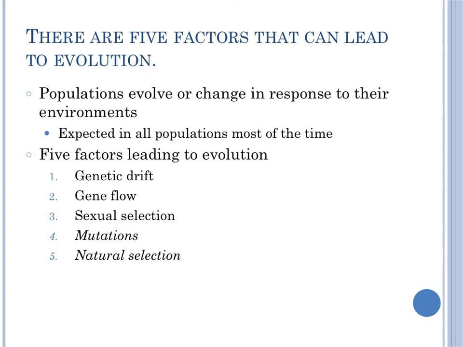These 5 factors leading to evolution are genetic drift, gene flow, sexual selection, mutations, and natural selection. Natural selection we've already talked about. Mutations we've already covered a bit, but we'll get more to this coming up.